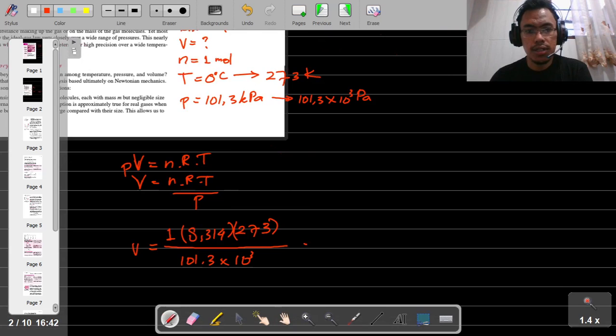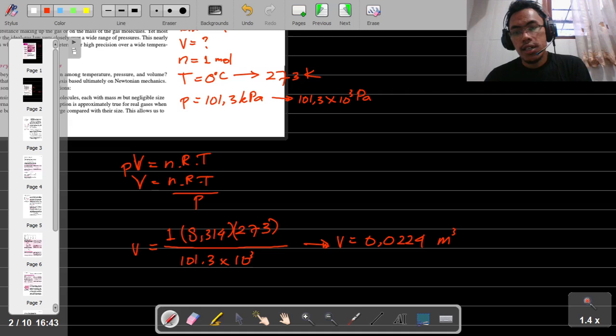Okay, so we can calculate this using a calculator. Let's put all the numbers into your calculator. So 1 times 8.314 times 273 and divided by 101.3 times 10 to the power of 3. And I got 0.0224 meter cube.